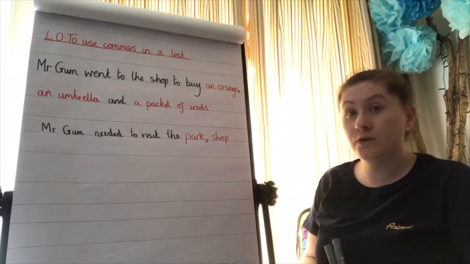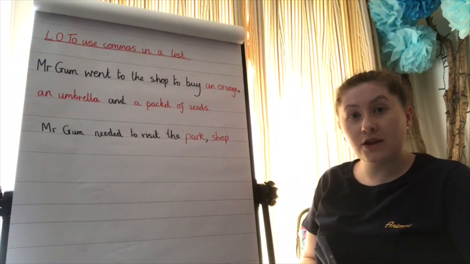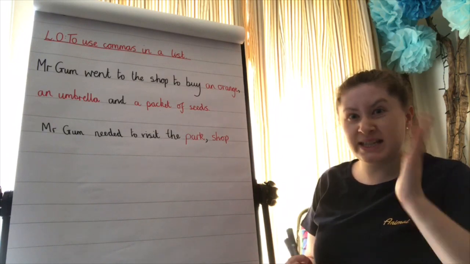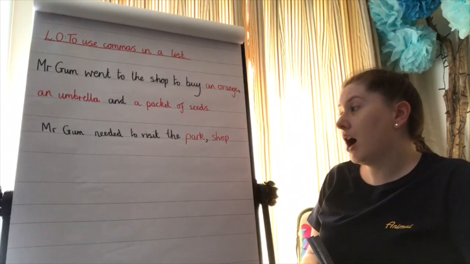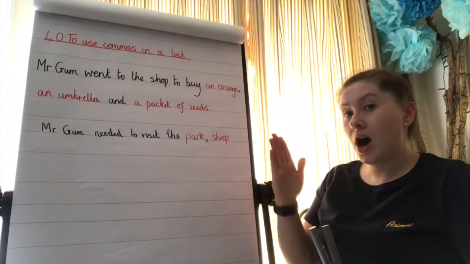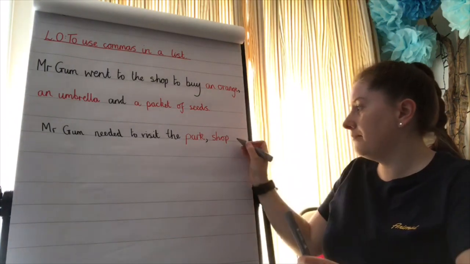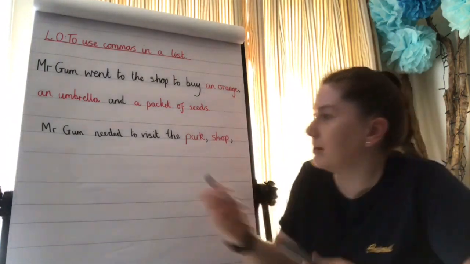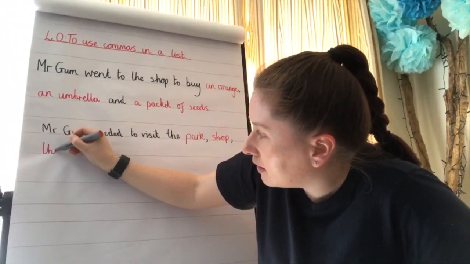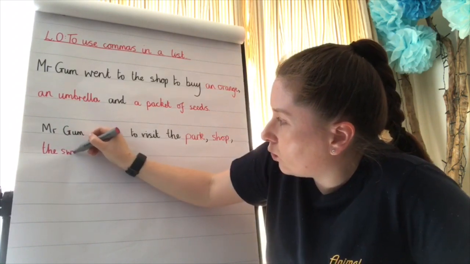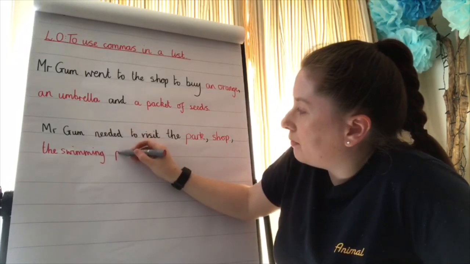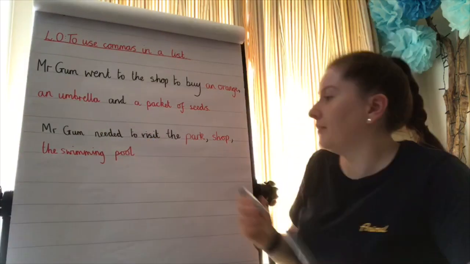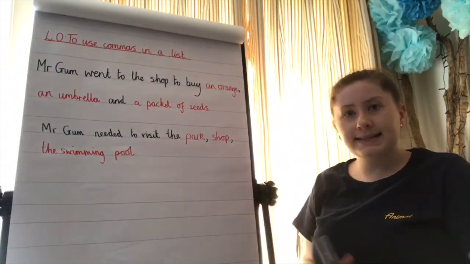that Mr. Gum could visit. He could visit the swimming pool. He is a bit stinky. He might need a little bit of a wash. So Mr. Gum needed to visit the park, shop. We'll put our comma in. We'll write the swimming pool. Now we want our last place that he's going to visit.